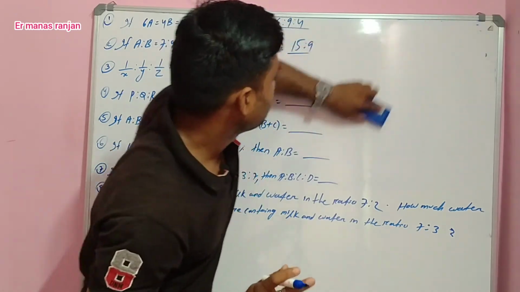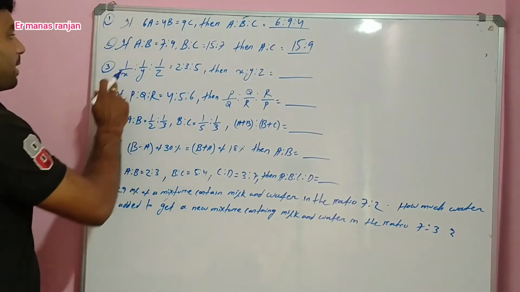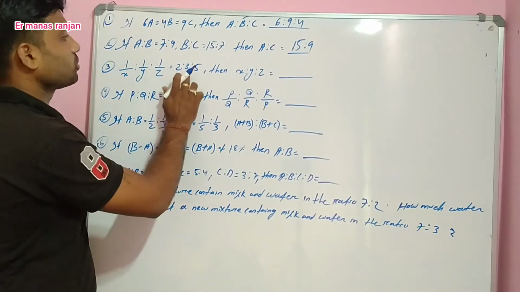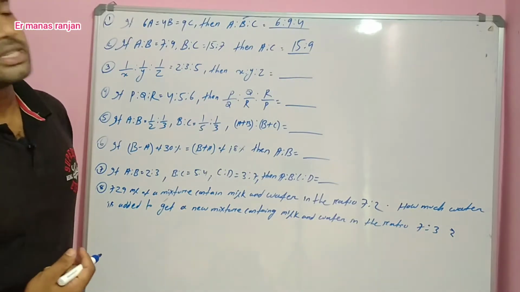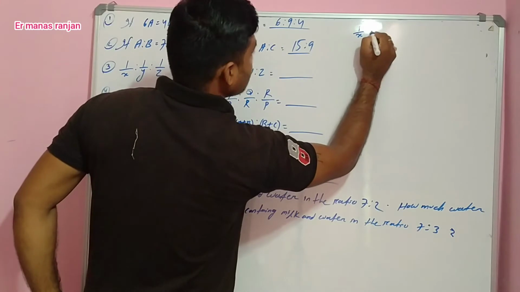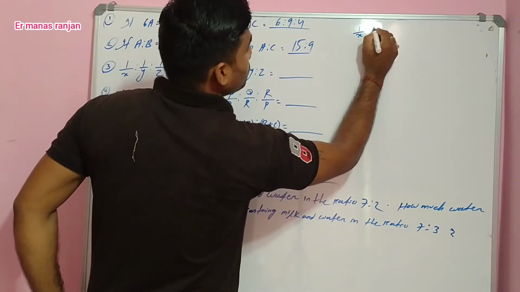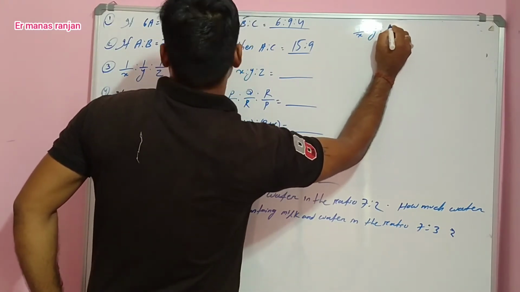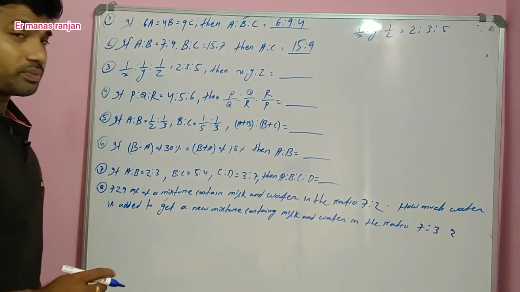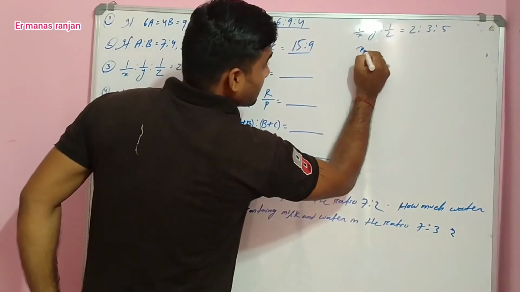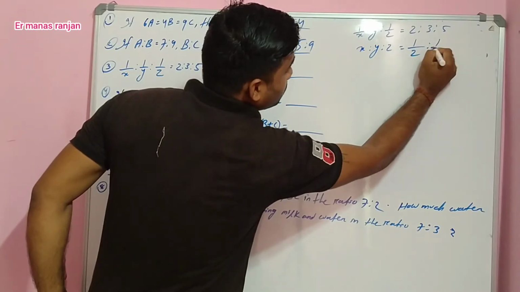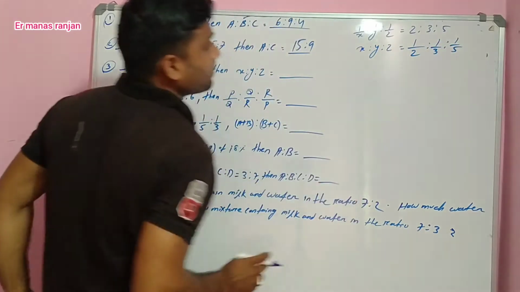Similarly, tell me: 1 by x is to 1 by y is to 1 by z equals 2 is to 3 is to 5. Find x is to y is to z. Look at it: 1 by x is to 1 by y is to 1 by z is 2 is to 3 is to 5. So it will be written as x is to y is to z equals 1 by 2 is to 1 by 3 is to 1 by 5. Understood?